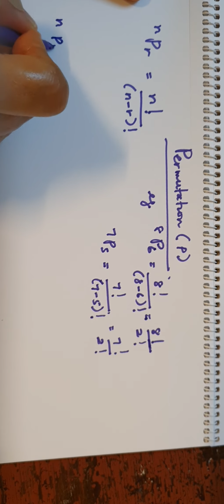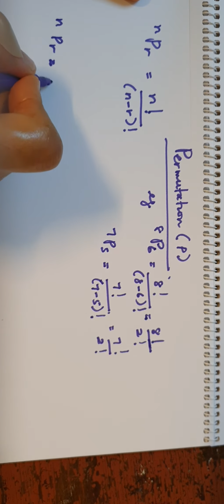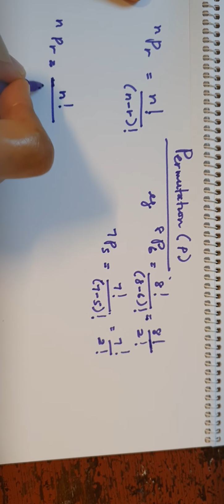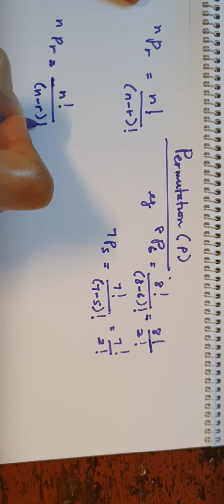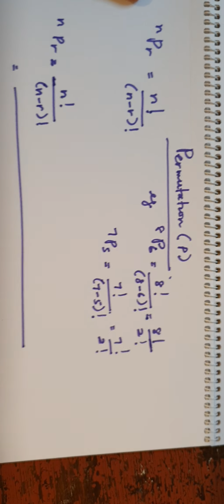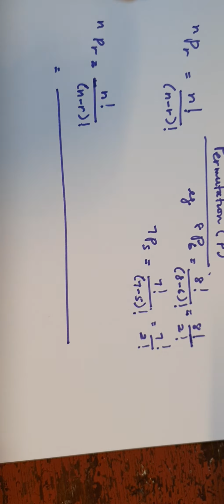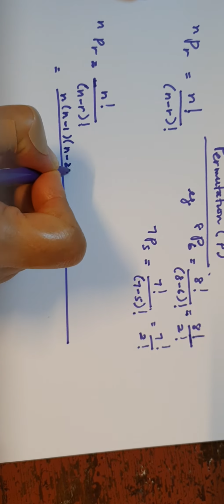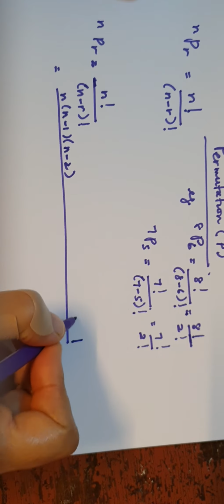Okay, nPr. On the top part is n factorial, correct? n factorial over (n minus r) factorial. So what if I were to do this? My n factorial will be n, n minus 1, n minus 2, and the last part is 3, 2, 1.